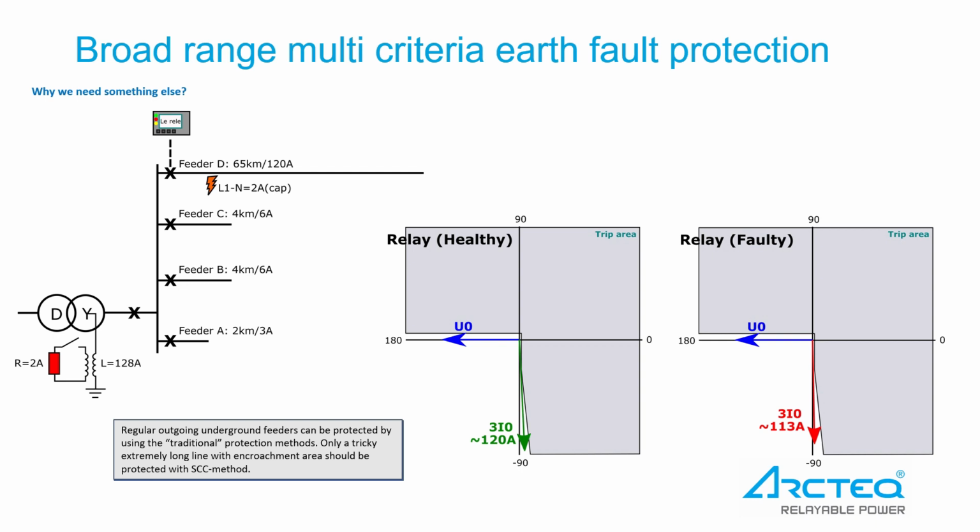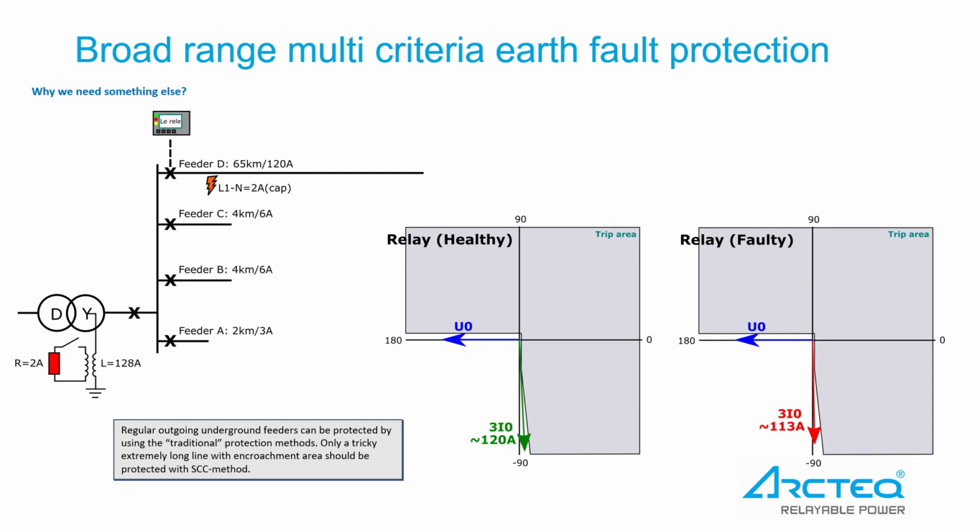Notice that the resistive setting is no more than 1 amp. At the beginning of feeder D, even a minor error when measuring the earthfault current can tilt the vector towards the tripping area. This would cause the healthy feeder to trip. To avoid nuisance tripping, an encroachment area for CT inaccuracy should be implemented. This encroachment area should only be used on the tricky long feeders which are giving us all the trouble.